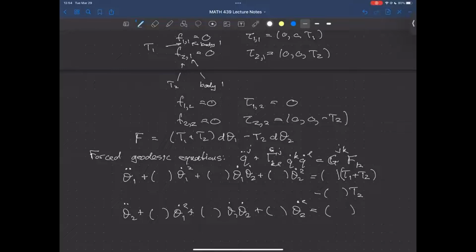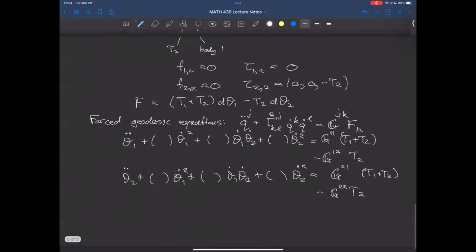Okay, and then the same kind of thing, except you're looking at the different components of the matrix. Okay, so let me just clarify as much as I care to here: you can say that this is G11 and this is G12, whatever that is. And here you're going to get G21 and then minus G22 T2. All right, so that's in principle how you go about calculating the equations in this case.